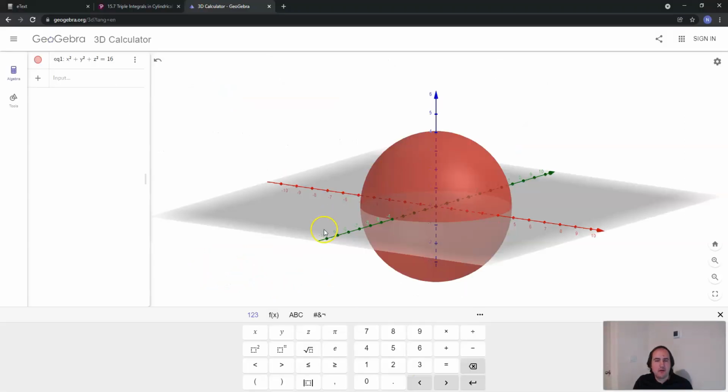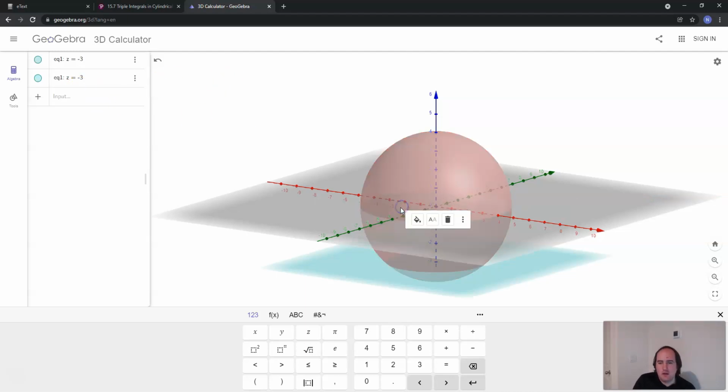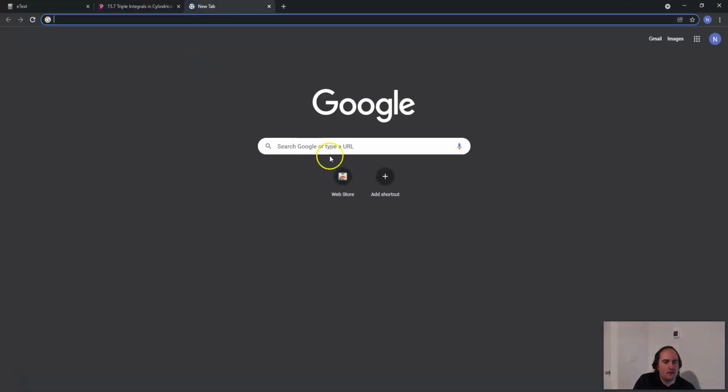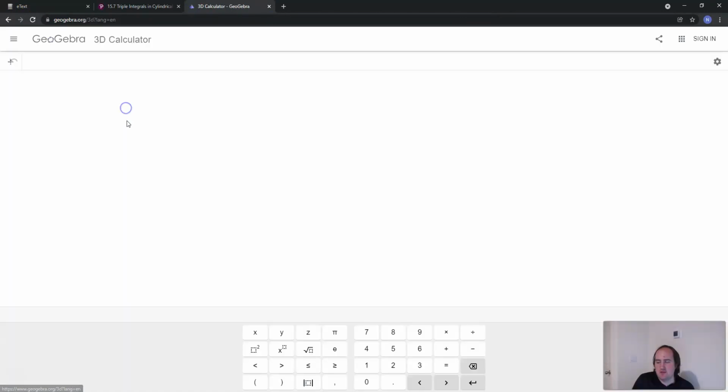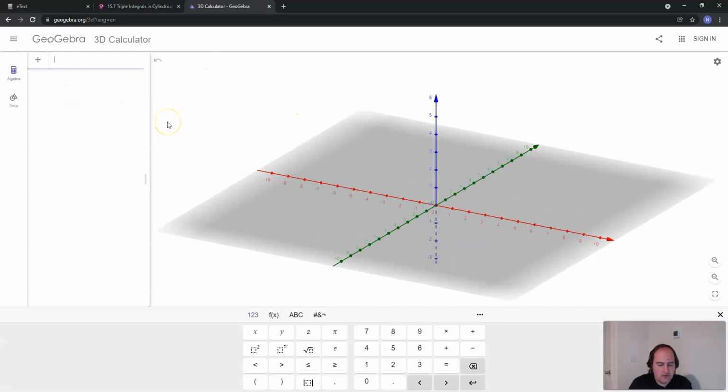So if I go back to GeoGebra and I delete this one, and then I type in z equals -3, z equals -3. I don't know what's going on with it right now. It's crashing. So I'm going to close it and reopen it. I don't know what I did to mess that up, but that happens sometimes. So you can just close it and reopen it if you're not getting rid of the other graph. So z equals -3.